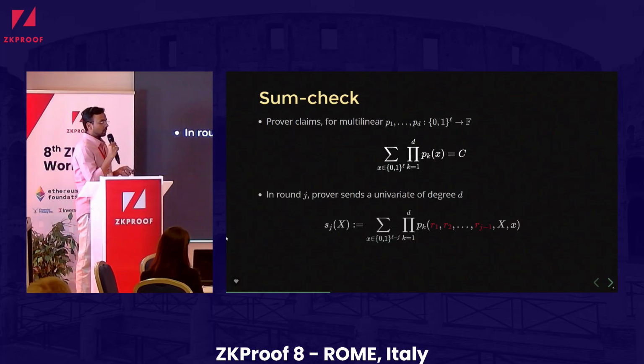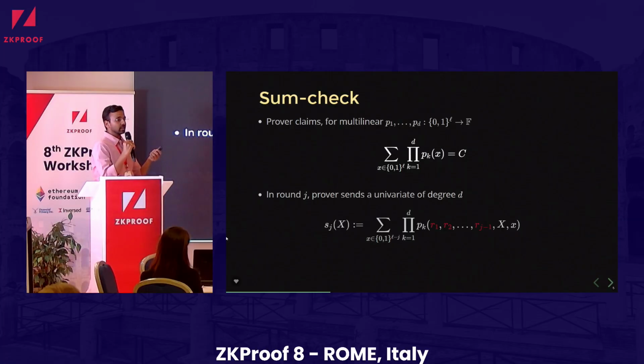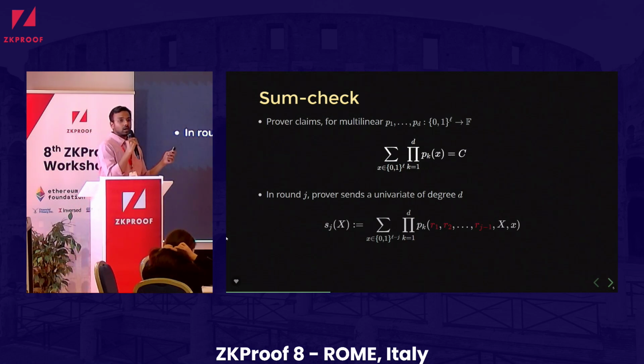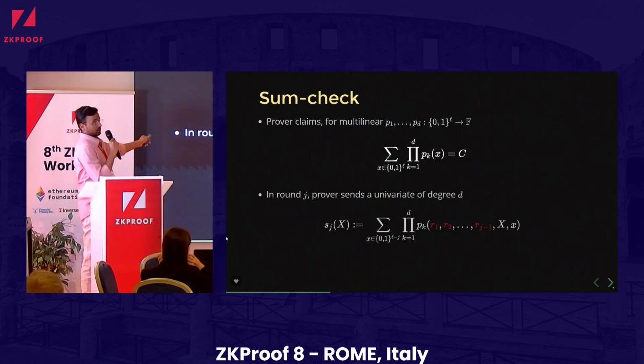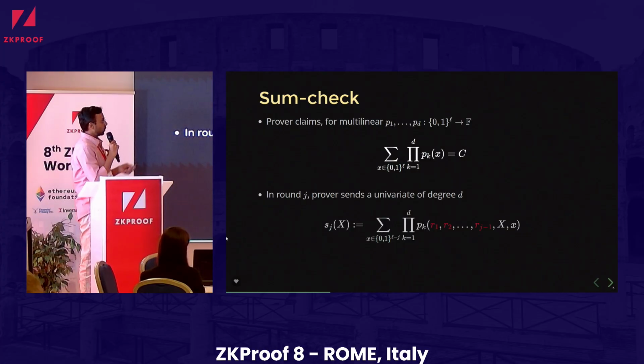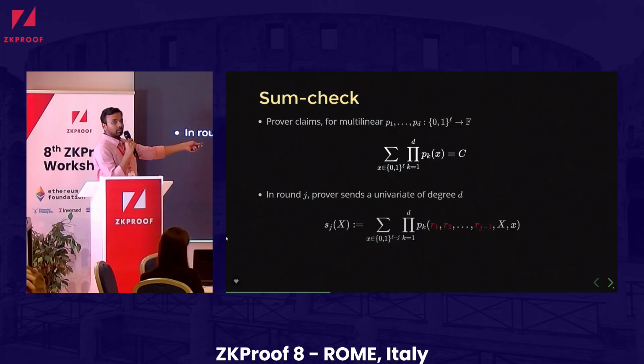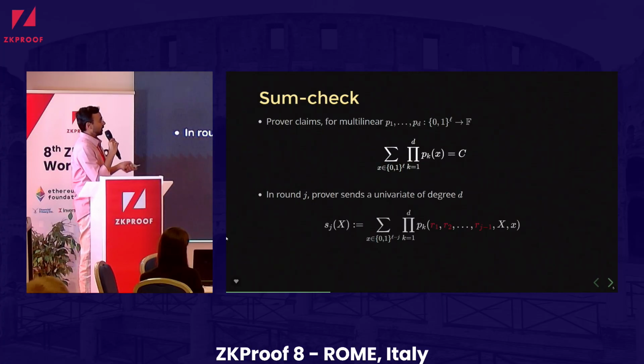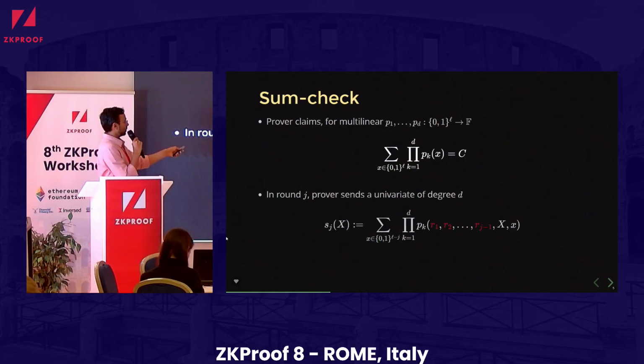The message, or the round polynomial, that the prover sends in every round looks something like this, where the first j minus 1 terms here are the round challenges. Sorry, this is in round j. The prover sends this univariate polynomial. So the red values r1 to r(j minus 1) are the challenges from the previous j minus 1 rounds. And then we sum over the remaining L minus j, actually, it should have been L minus j minus 1, Boolean variables.